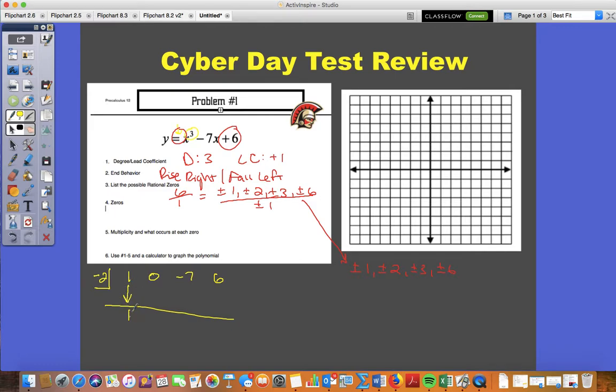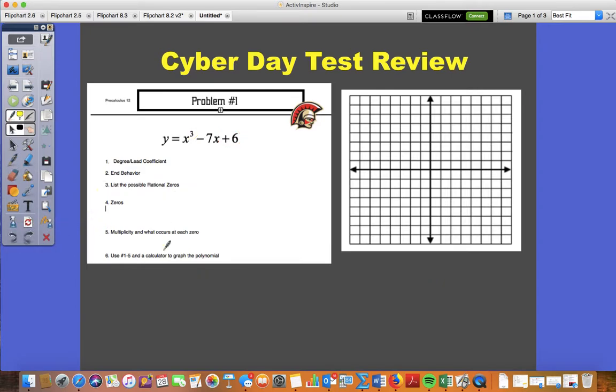Let's check it out. Bring down the 1. We multiply to get -2. Bring down the 2. -2 times -2 is 4. 4 plus -7 is -3. -2 times -3 is 6, and that doesn't work, because they can't cancel. So let me backtrack here. I messed that up. Let's go back and erase that.